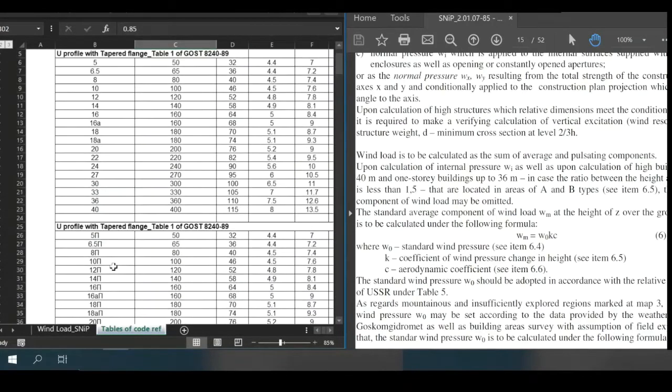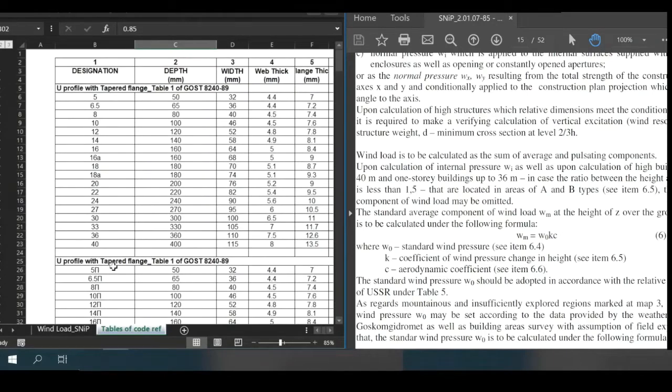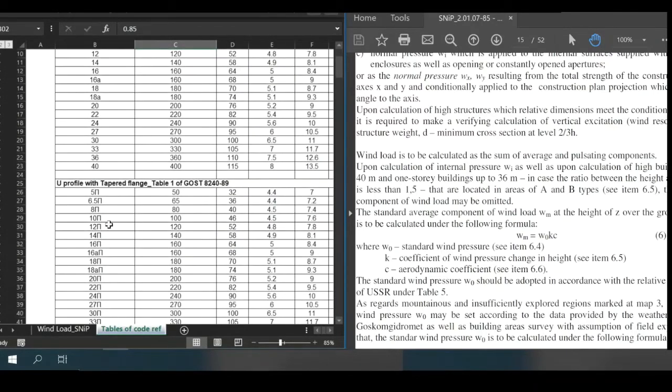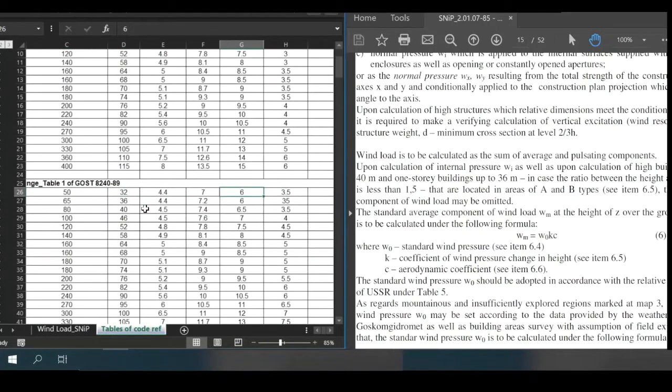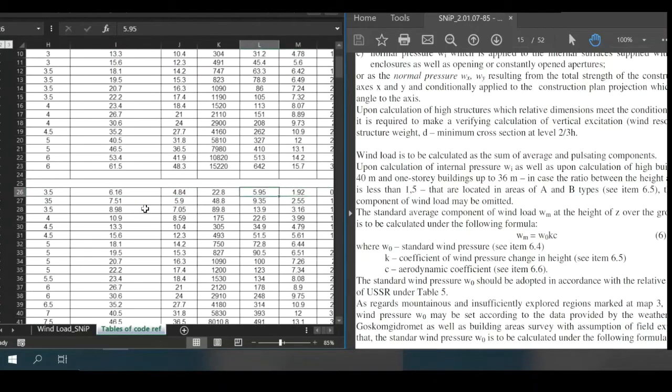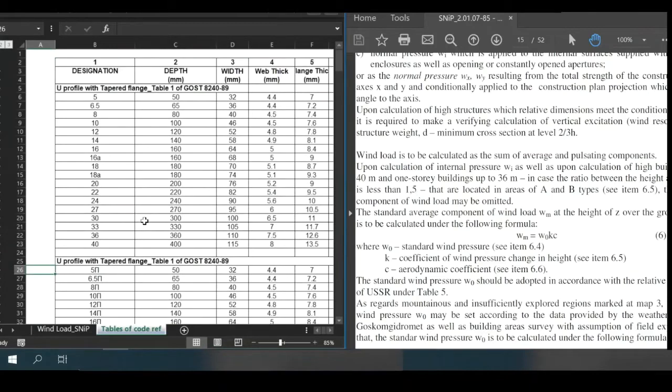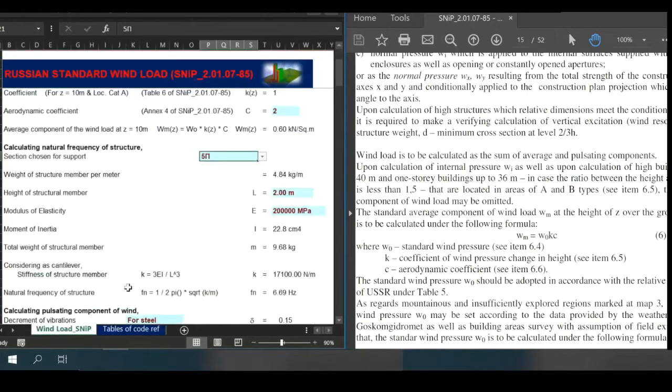This is the U profile with the tapered flange table as per GOST 8240-89. You can find the various properties from here. While selecting this itself, it will give you the properties in this sheet. For our calculation purpose, I am selecting this U profile with tapered flanges.